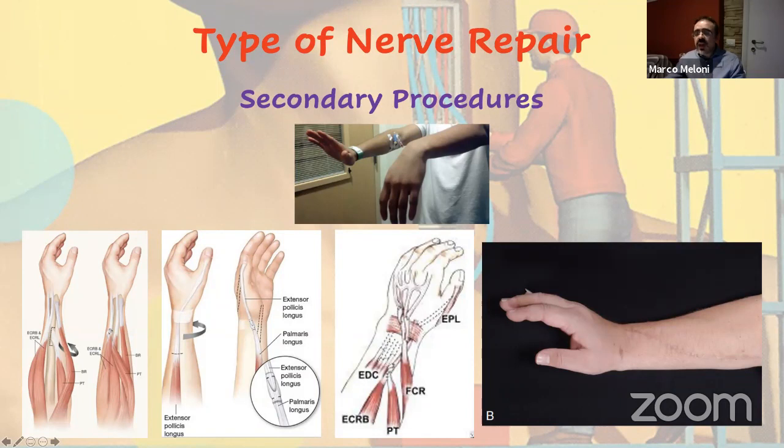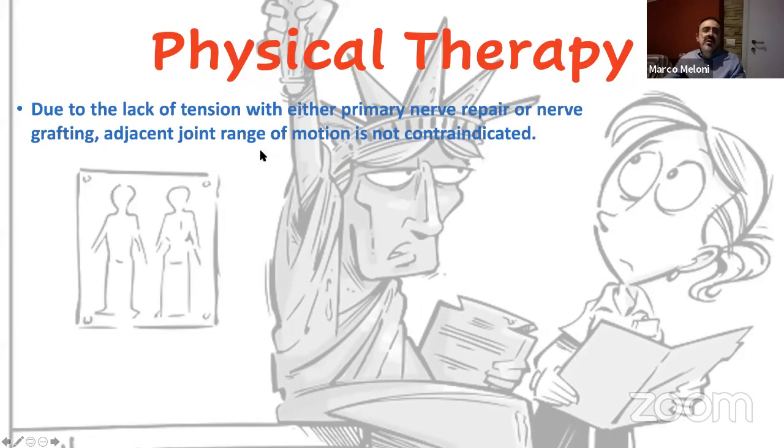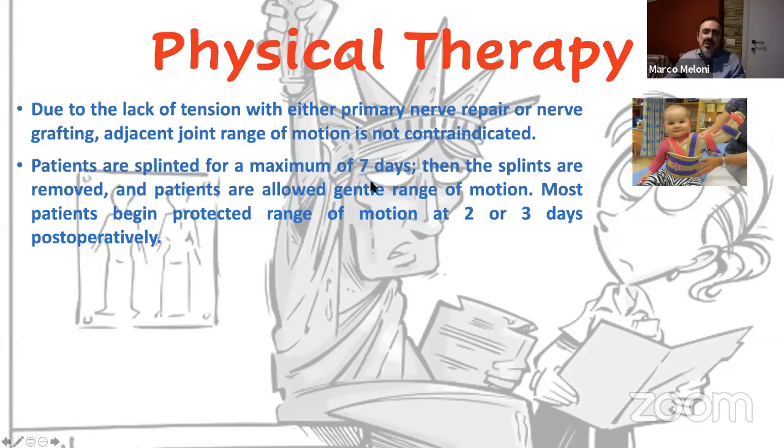And then finally, physical therapy. As I just told, patients need physical therapy after nerve surgery. And physical therapy could be started immediately due to lack of tension with either primary nerve repair or nerve grafting. The movement of adjacent joints is not contraindicated at all. The use of a splint can also be very helpful, in particular in a little baby, for a maximum of 7 days. Then the splint is removed, and the patient allows gentle range of motion.